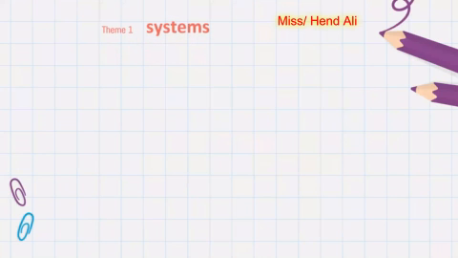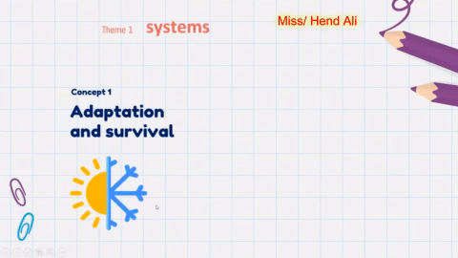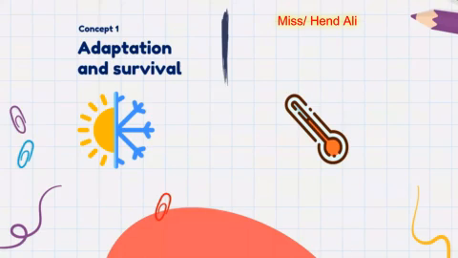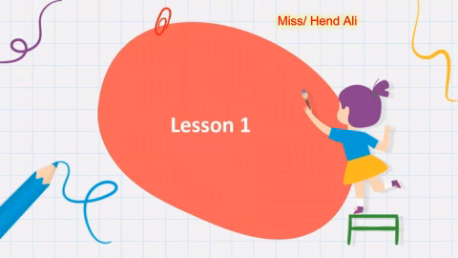System 1 is talking about systems. Concept 1 is talking about adaptation and survival. Lesson 1 is talking about adaptation. Can you repeat after me? Adaptation, adaptation, adaptation.